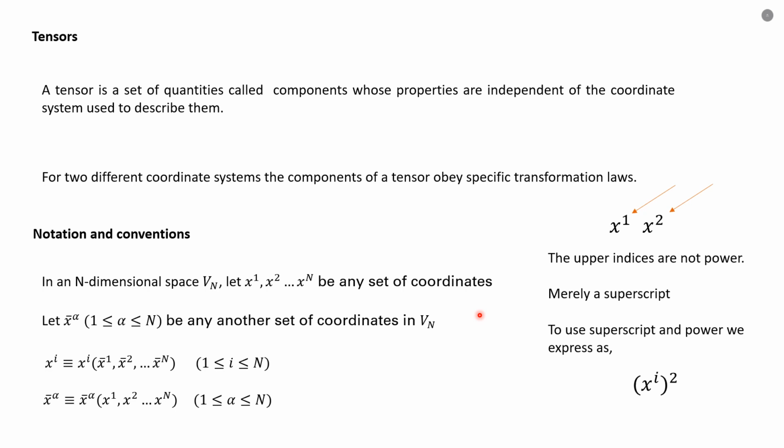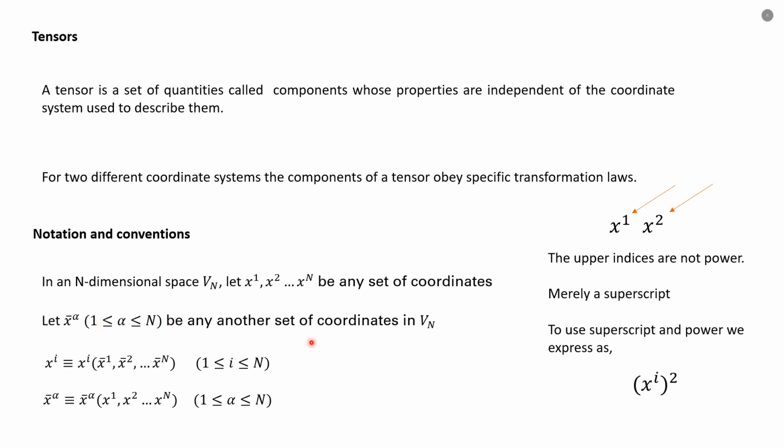A point to note here is that in x superscript 1 and x superscript 2, the superscripts do not indicate the power of the coordinate. These superscripts are merely labeling the coordinate in the n-dimensional space considered. Suppose we want to use superscript and power together, we may express it by denoting x superscript i within brackets and the power outside the bracket as shown here.